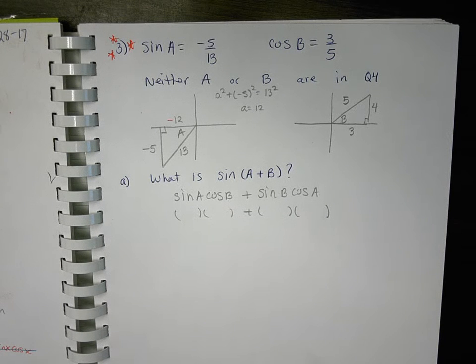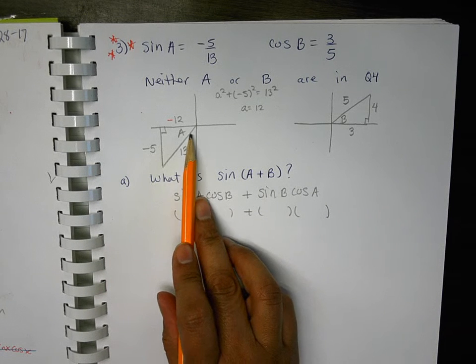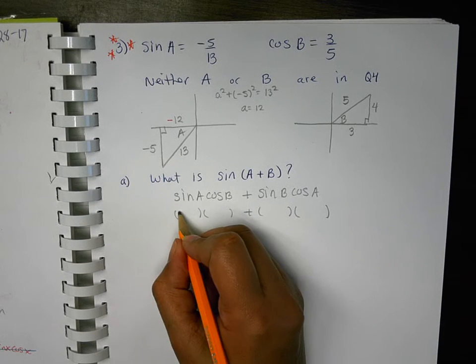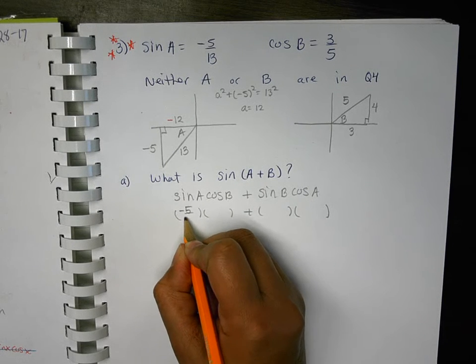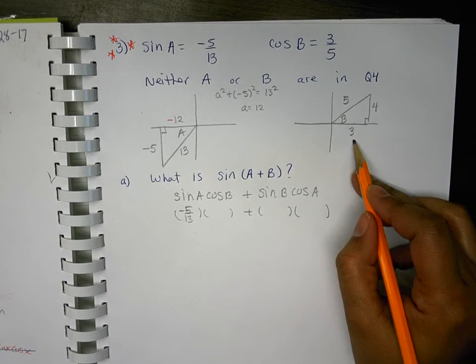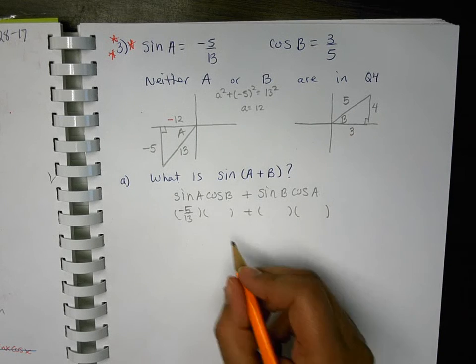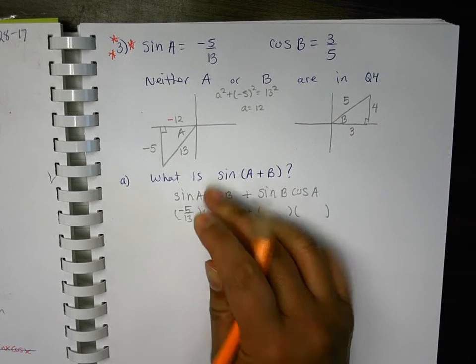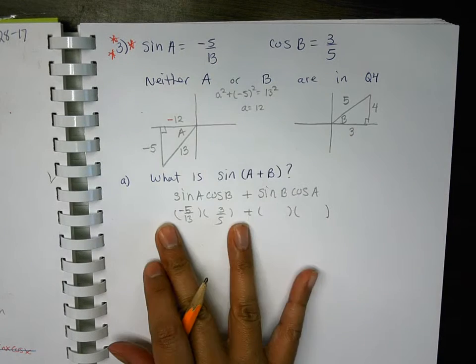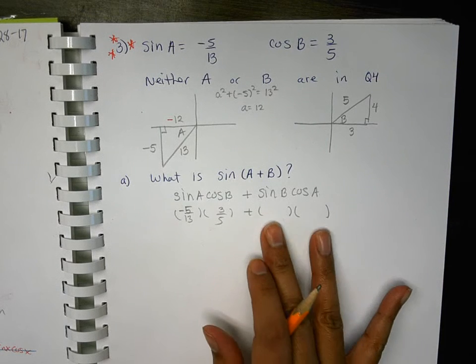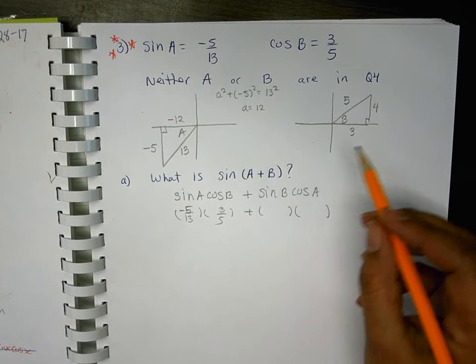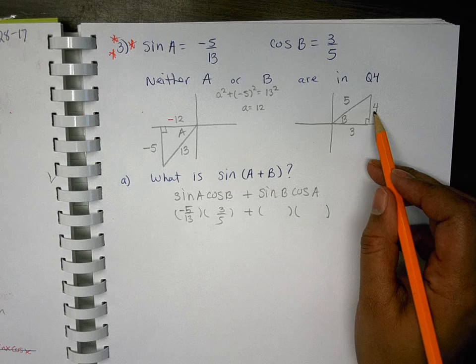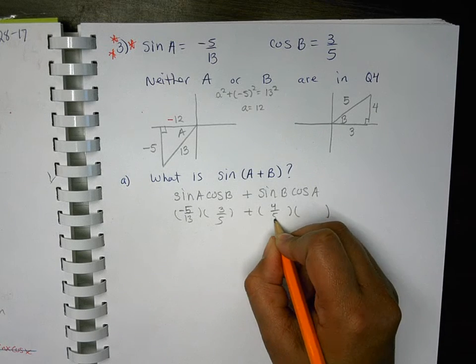Anybody tell me what sine of A is? And cosine of B? 3/5. Already given information, which is fine. We're just double checking it, and we needed to have the fraction anyway, or the pictures anyway for this piece. Sine of B is what? Good job. Opposite over hypotenuse, which is 4/5.